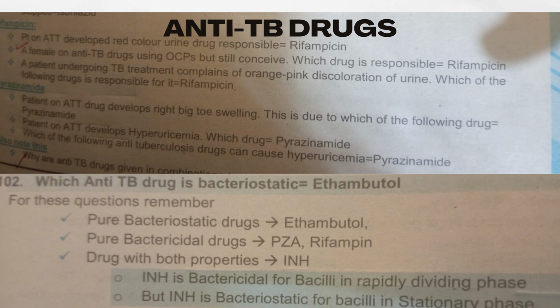And the pure bactericidal drugs are pyrazinamide and rifampicin. There is a drug that has both properties, bacteriostatic as well as bactericidal, and that is isoniazid. Isoniazid is bactericidal for bacilli in rapidly dividing phase and is bacteriostatic for bacilli in stationary phase. So bacteriostatic is ethambutol, bactericidal is pyrazinamide and rifampicin, and isoniazid is both.